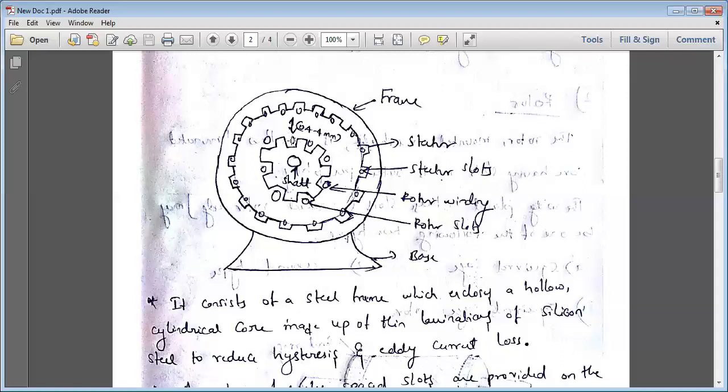So in the rotor, this is the rotor winding. The distance varies based on the capacity of the machine. That's why I mentioned it here.